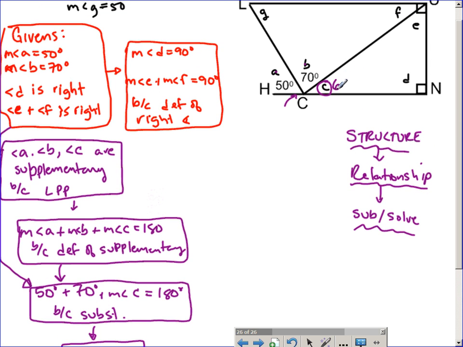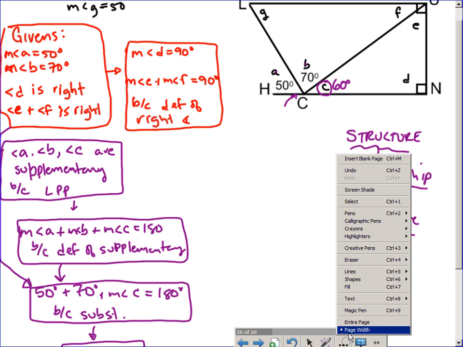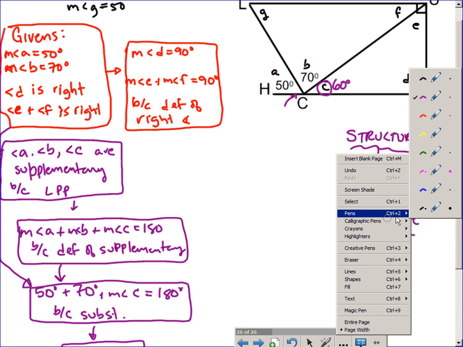Okay? Now we have a triangle. Now we have this guy. Ultimately, we want this guy right here. We want angle E. But to do that, we got to use the relationship slash the structure of a triangle, the relationship of triangle sum theorem. That's where we're going next. So let's go ahead and get that in our proof.